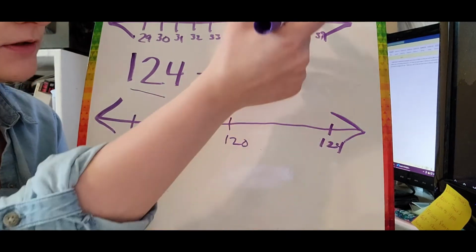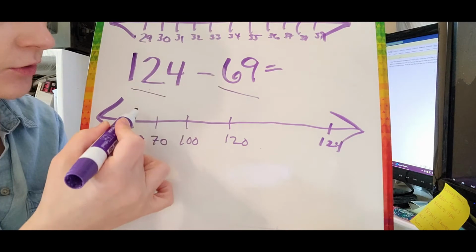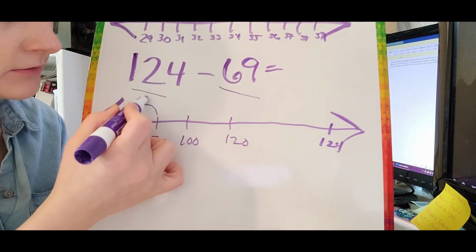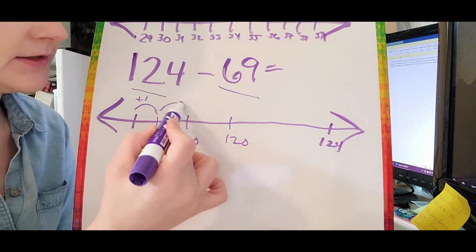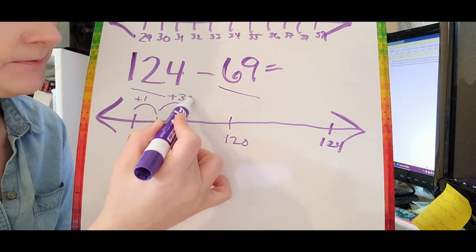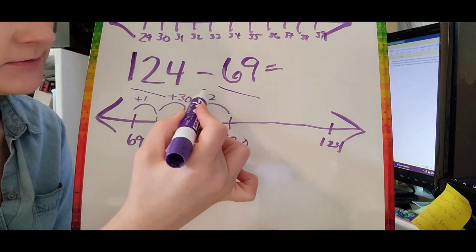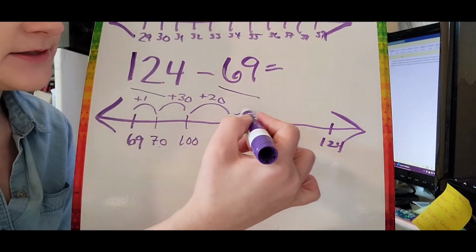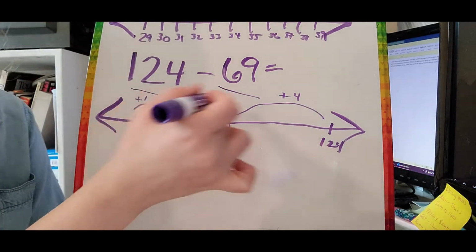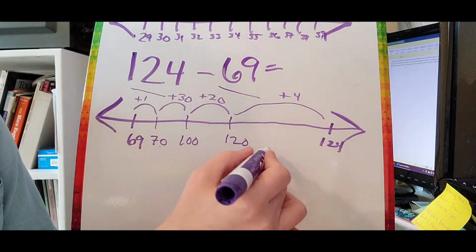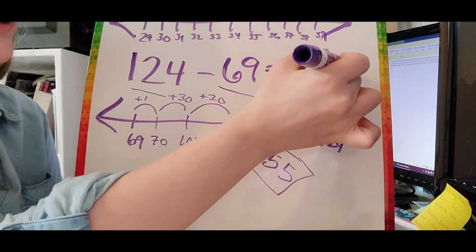Now let's count these just like we did in the previous problem. So we're going up 1 here. And then we know that to go from 70 to 100 is going to be 30. And then going from 100 to 120 is plus 20. And then 120 to 124 would be plus 4. Now we add all these together, which gives us 55. So we know that our answer is 55.